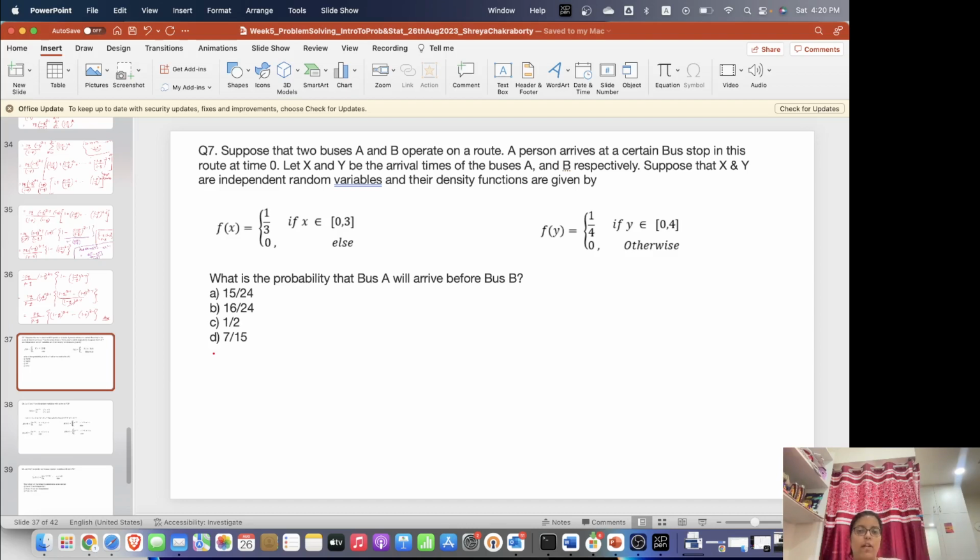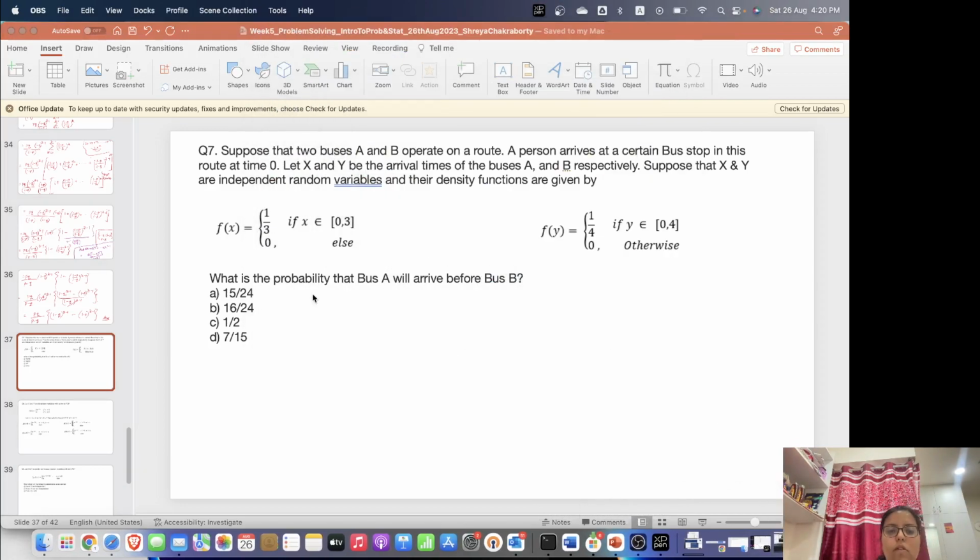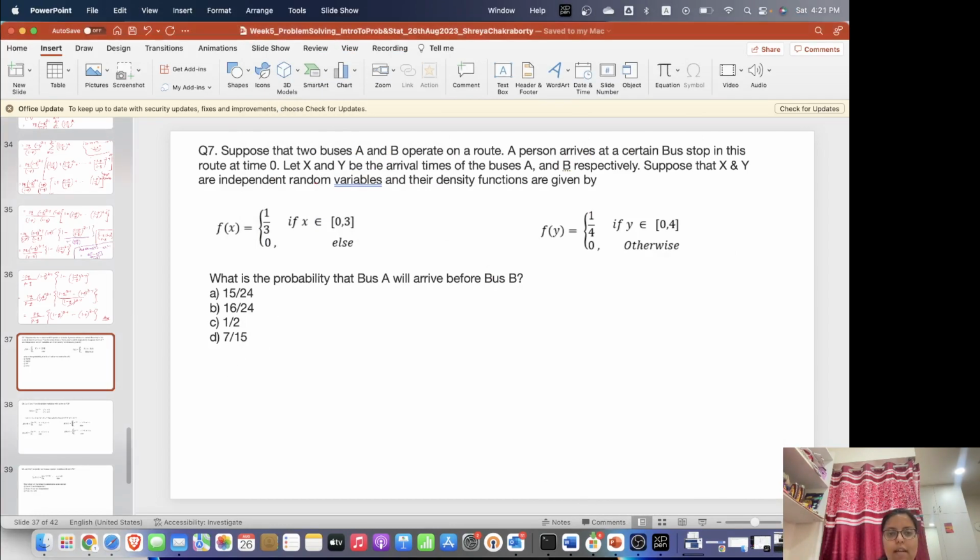Suppose that two buses A and B operate on a route. A person arrives at a certain bus stop on this route at time 0. Let x and y be arrival times of the buses A and B respectively. Suppose that x and y are independent random variables and their density functions are this. What is the probability that bus A will arrive before bus B? So we have to find out, bus A arrival is x, probability x less than y.